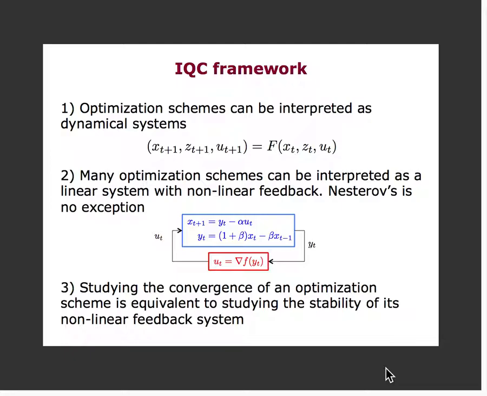These optimization schemes can be interpreted as a linear system with a nonlinear feedback. For example, for Nesterov's scheme, I can think of it like this. There's a linear system here, okay, and then this y variable is input into this nonlinear function, which is the gradient of f, and tells me the next control input u. Okay, so it's a linear block and a nonlinear feedback here. And so studying the convergence of this optimization method is equivalent to studying the stability of this linear system with a nonlinear feedback block.